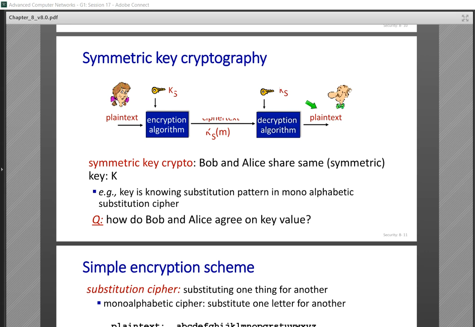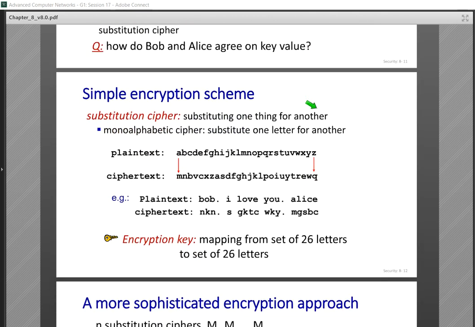And there is another question too. Bob and Alice are using symmetric cryptography, but how can they agree on the key value? Their key must have a value, okay? So how do they agree on the value of that key? Here we don't talk about the basics of a specific algorithm. We are talking generally about symmetric key cryptography.